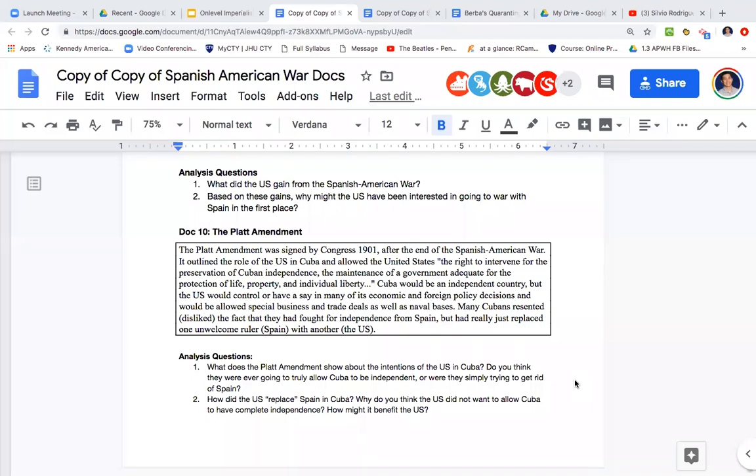Also, military bases. One of the things that we wanted to do is become a stronger military power. So if we look at this, it allowed us to establish naval bases. We would establish a base called Guantanamo Bay, right? So this gives us more military power. So that's what the Platt Amendment does. Cuba's not given their independence.